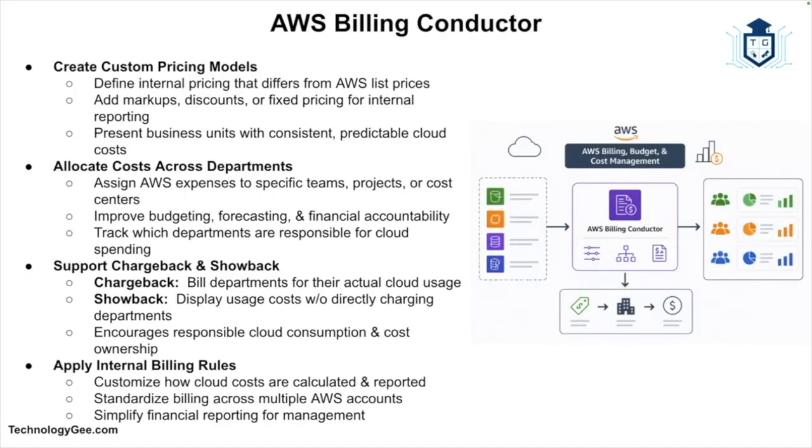And then you have what is called the AWS Billing Conductor. So now we're stepping into the enterprise territory, and AWS Billing Conductor, this is designed for organizations that need custom billing views. And this allows you to create custom pricing models, allocate costs across departments, and simulate internal chargeback systems. So for example, a company might want to charge the marketing team differently than the engineering team. They might want to apply internal pricing rules, or they might want to show costs in a simplified format. And this is especially useful for large organizations with multiple teams or business units.